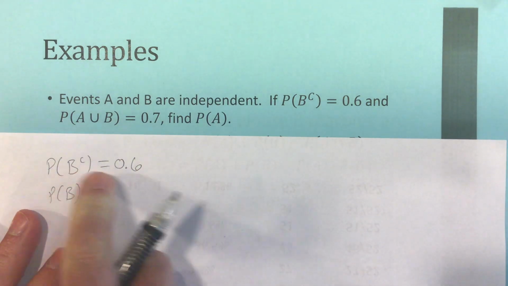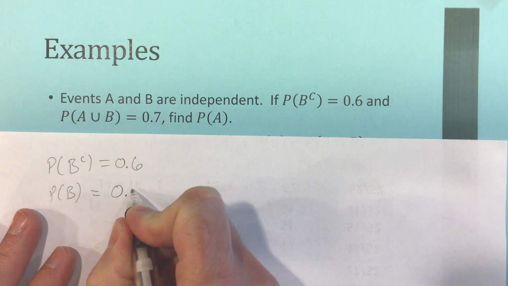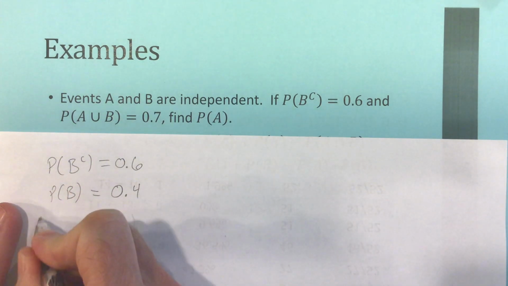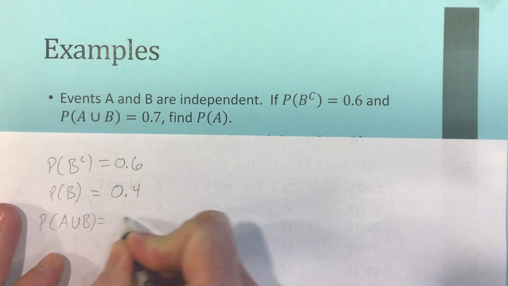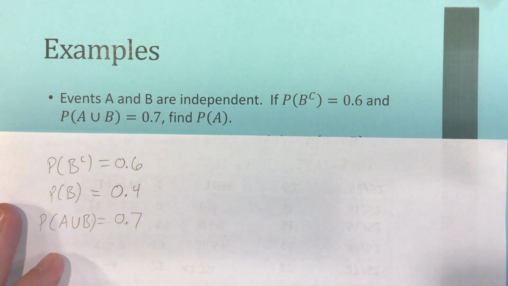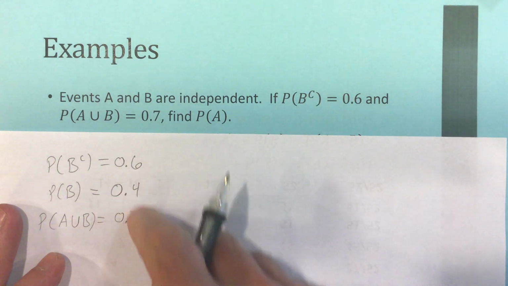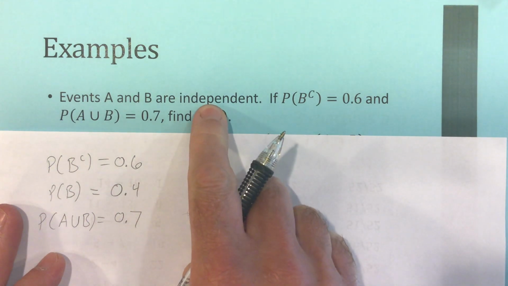Okay, so it told me B complement is 0.6, so I know that B must be 0.4, right? That's the definition of complement. And they told me the probability of A union B, and they want me to find the probability of A. Now, a lot of students just go, oh, let's subtract these, but that's only if they're disjoint. The problem doesn't say disjoint.